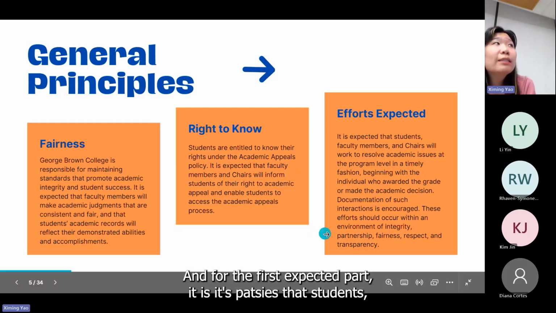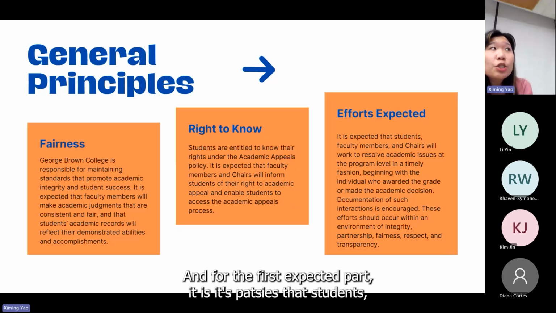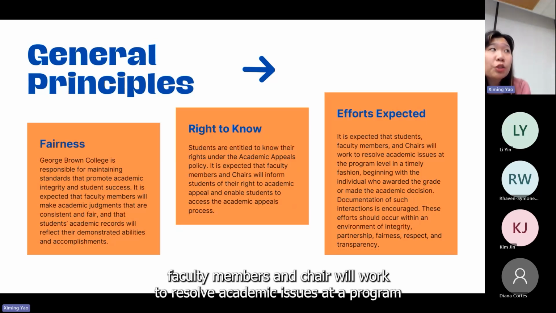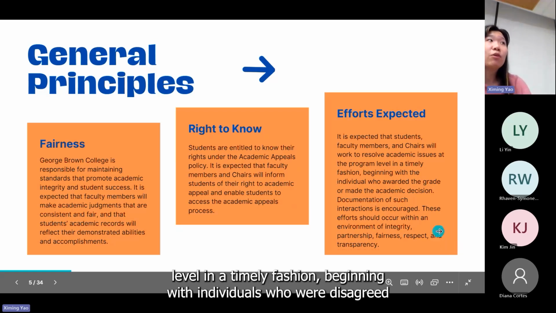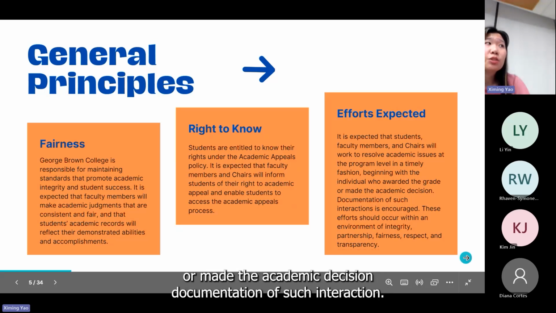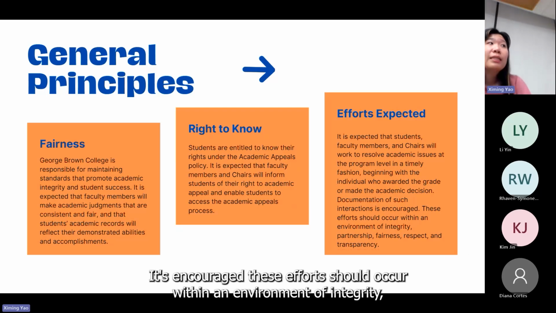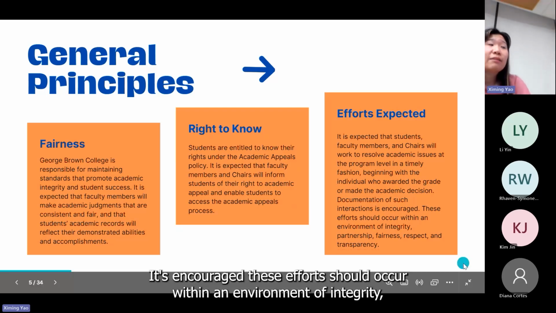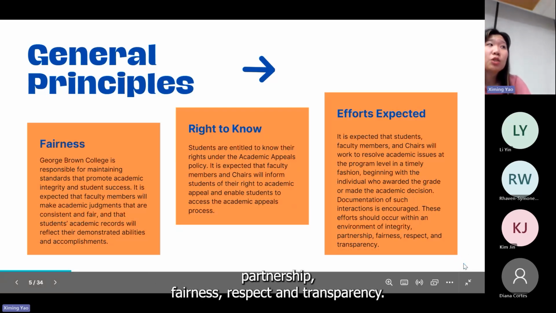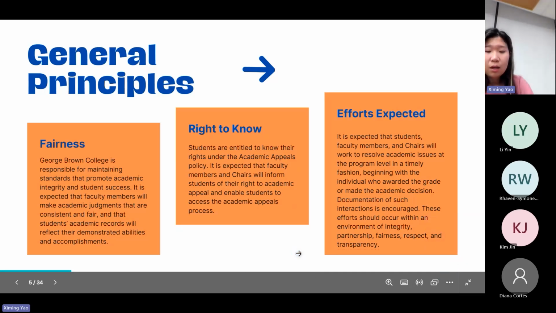And for the efforts expected part, it is expected that students, faculty members, and chair will work to resolve academic issues at the program level in a timely fashion, beginning with the individuals who awarded the grade or made the academic decision. Documentation of such interaction is encouraged. These efforts should occur within an environment of integrity, partnership, fairness, respect, and transparency.